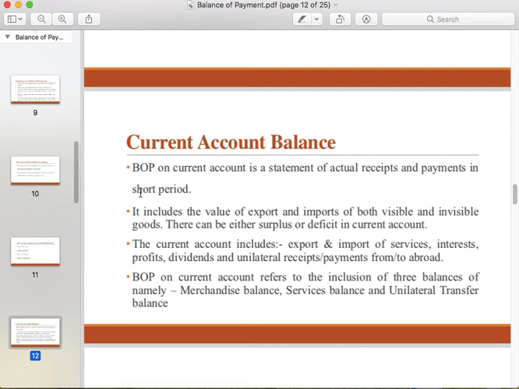So this current account balance includes the difference between the value of the imported and exported goods. Then the service balance includes the money that I am paying for the imported services and the money that I am receiving for the exported services. And unilateral transfer is all the money that I am sending to the other country, but I'm not receiving anything in return. So I hope this current account balance is quite clear.